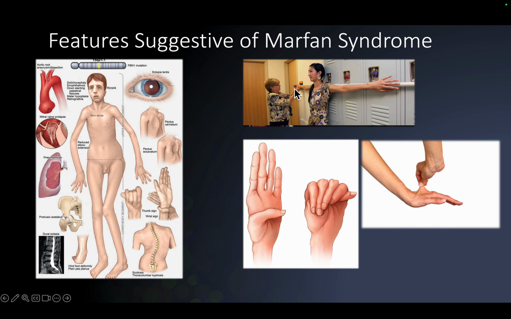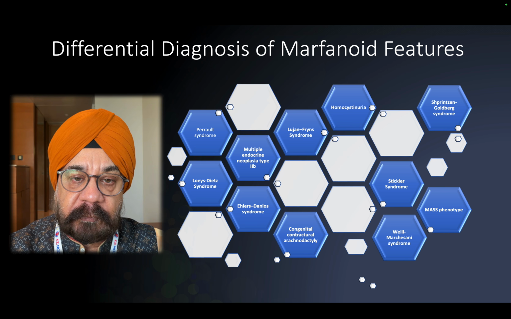A glaring characteristic of Marfan syndrome is that the arm length is more than the height, and that's one of the parameters to take into consideration. And there is joint flexibility, hyperextensibility, and there is laxity of the skin. So these are skeletal parameters of Marfan syndrome.